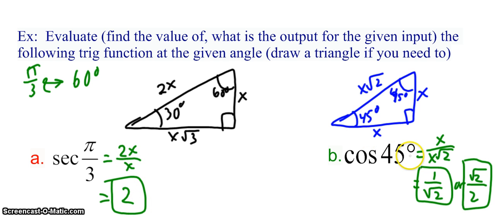Boom. Cosine of 45 degrees, doesn't matter which 45 I pick, so they're both 45. Cosine is adjacent over hypotenuse, so x over x root 2. The x is reduced, and I get 1 over root 2, or root 2 over 2. Nice work.